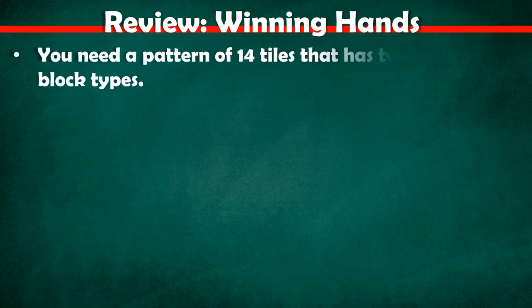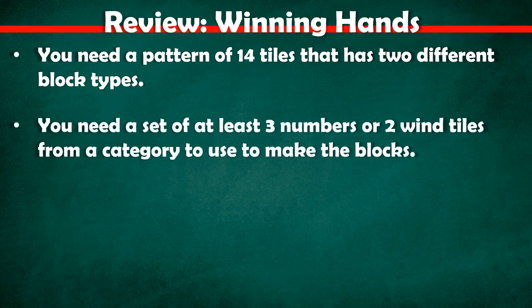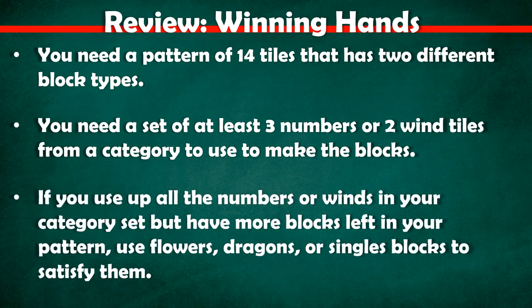Okay, let's review how to make a winning hand. You need a pattern of 14 tiles that has two different block types, and you need a set of at least 3 numbers or 2 wind tiles from a category to use to make the blocks in your pattern. If you use up all the numbers or winds from your category set but have more blocks left in your pattern, use flowers, dragons, or singles blocks to satisfy them.